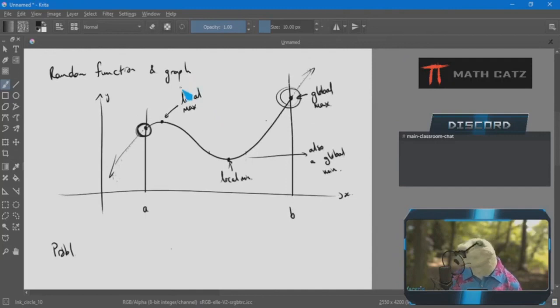There are two ways of naming these. Local can also be called relative. Global can also be called absolute. Just multiple names for the same thing, if it's not confusing enough.